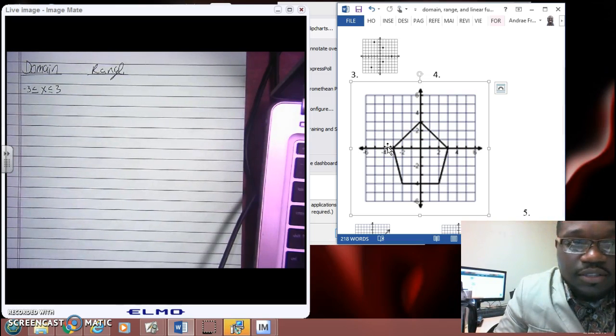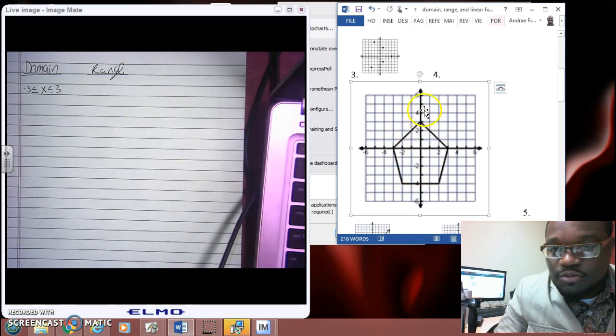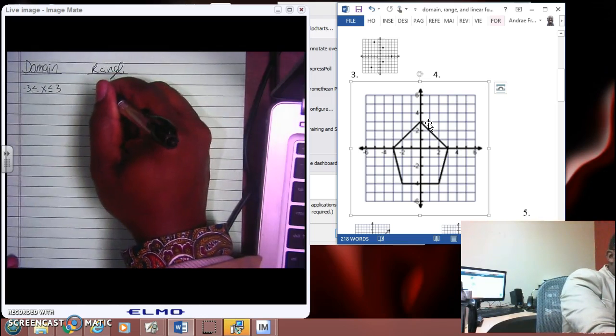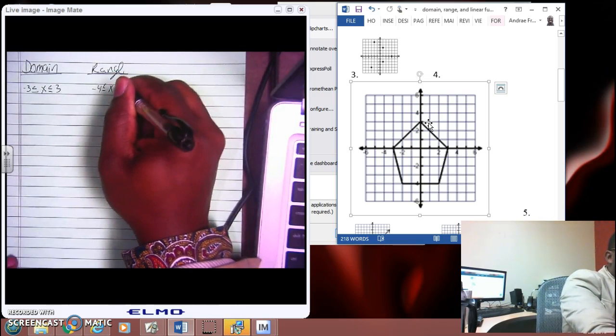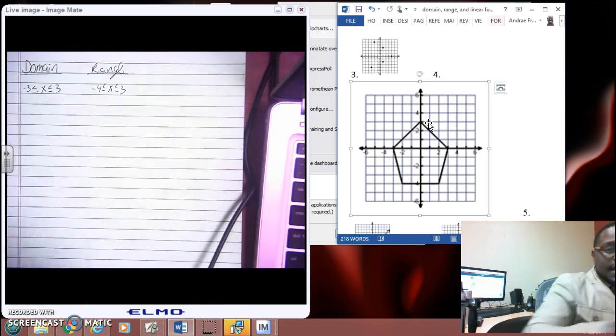Now, let's talk about the range. The range is, remember, the y-axis. So what's the lowest point on the y-axis? It's -4. You see that? There's something here on -4. And then the biggest number is 3. So -4 and 3 is the range.